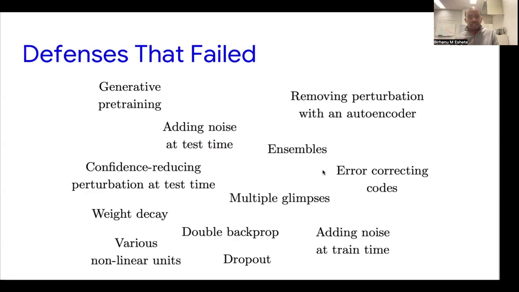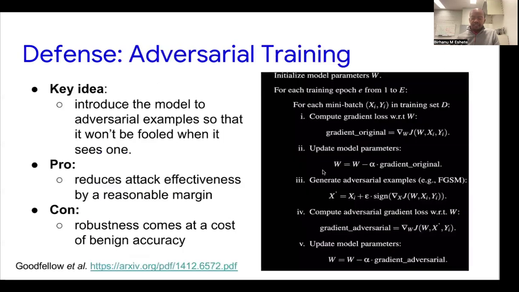So I wouldn't be wasting your time talking about failed defenses. I'll rather focus on some defenses that are not perfect, but give some reasonable robustness. And one of them is called adversarial training. The key idea in adversarial training is you basically introduce the model to adversarial examples so that when it sees adversarial examples in deployment, it will say, oh, I know this adversarial example. You're planning to fool me. I know the right class that this input should go to, so I'm not going to be fooled by you, right? So that's basically the idea behind adversarial training.